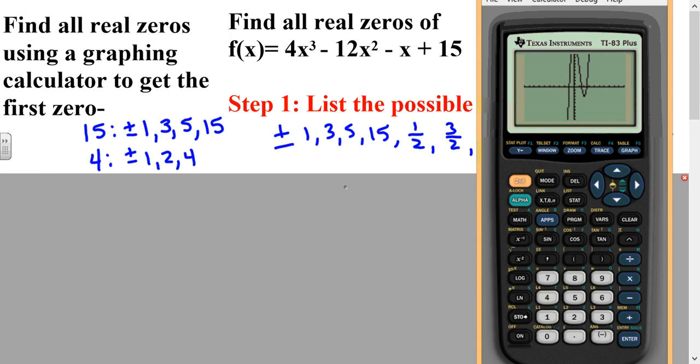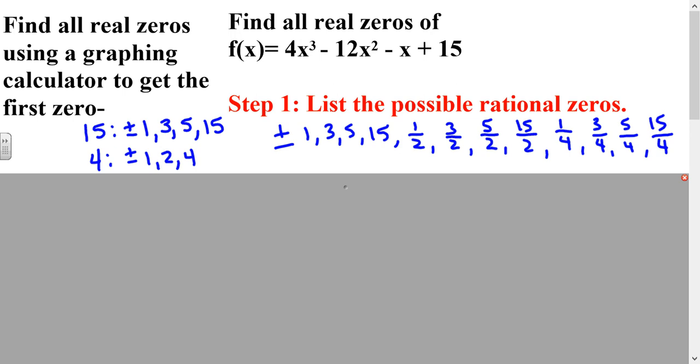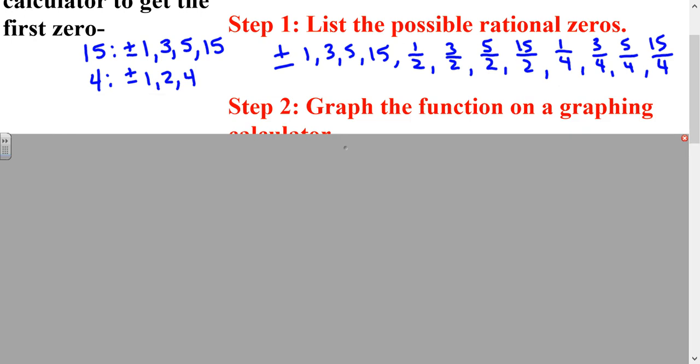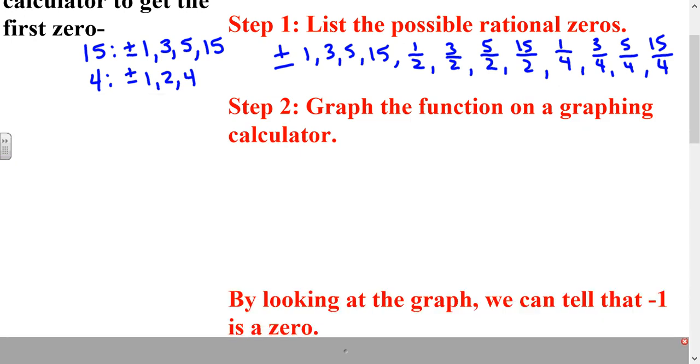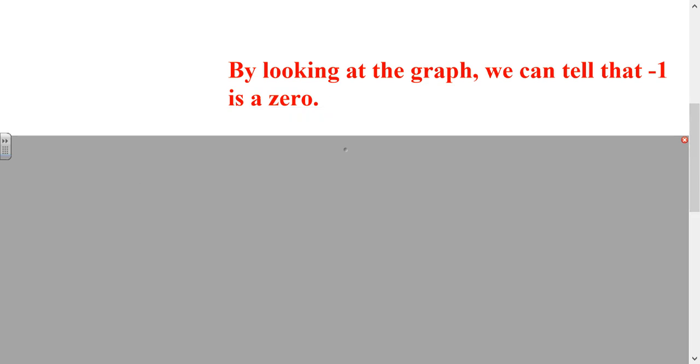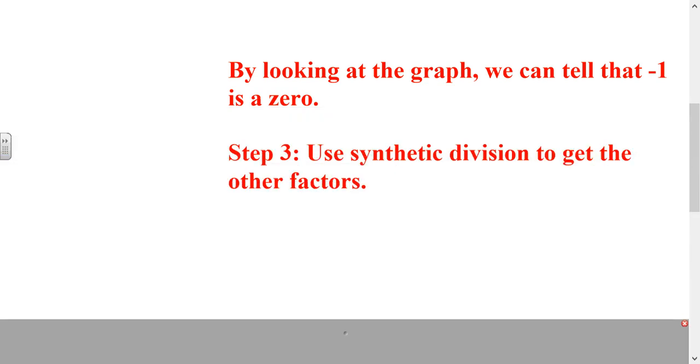So if I'm looking at the graph, I can see the answers. I have -1, and then I have some other numbers that are in between whole numbers, so they're probably going to be some of my fractions. So -1 is the one that I can see that is the whole number. Instead of testing all of them, I know -1 works for sure. So after I graphed it, I know that -1 is a zero.